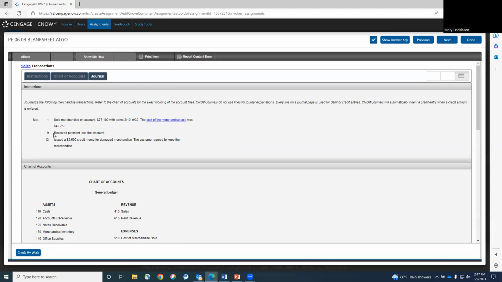Okay, so let's look at the next transaction. We received a payment less the discount. All right, so it says here that they paid us within 10 days. Okay, so they paid us less the discount. And then on March 13th, we issued a $2,500 credit memo for damaged merchandise. The customer agreed to keep the merchandise. So it wants us to show how we're going to journalize these entries.